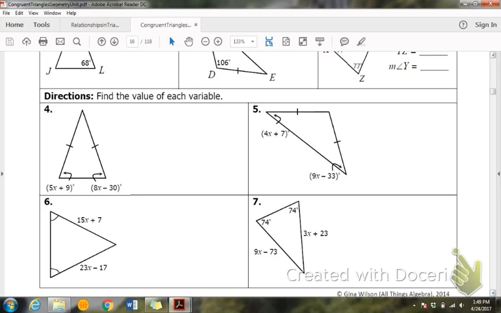So it doesn't matter about the angles. All I know is that the angles are congruent, so the sides across from them are congruent. So I'm going to mark them with the hash marks. And then I have 15x plus 7 equals 23x minus 17. Okay, take a minute and solve that for x.